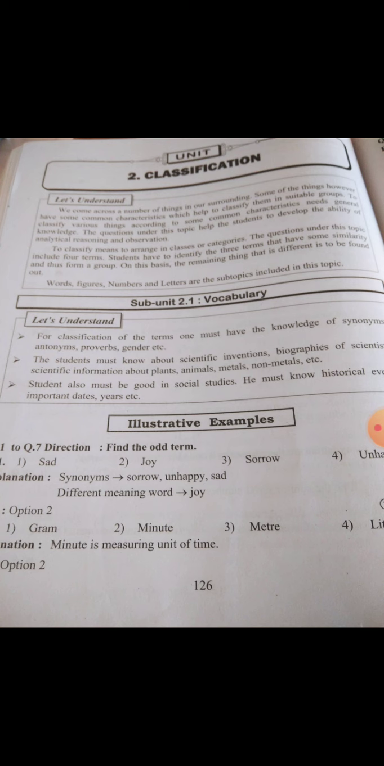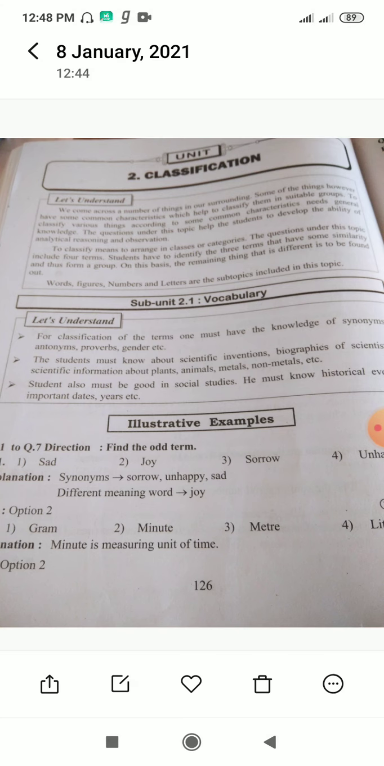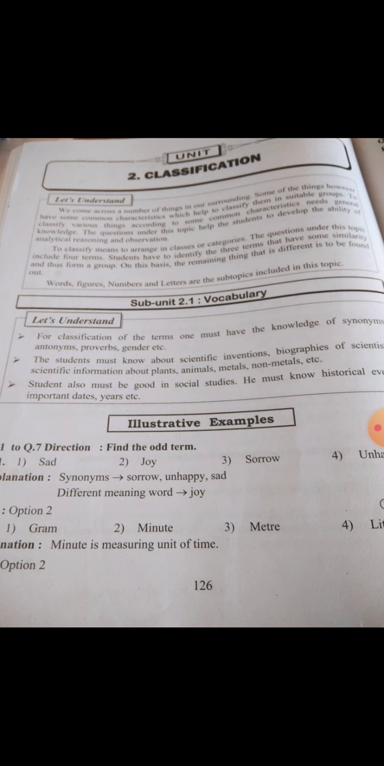Students must know about scientific inventions, biographies of scientists, scientific information about plants, animals, metals and non-metals, etc. Students must also be good in social studies. They must know historical events, important dates, years. So for this classification unit we need general knowledge about all subjects.